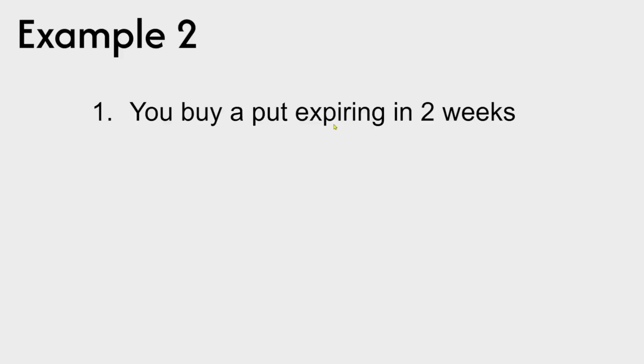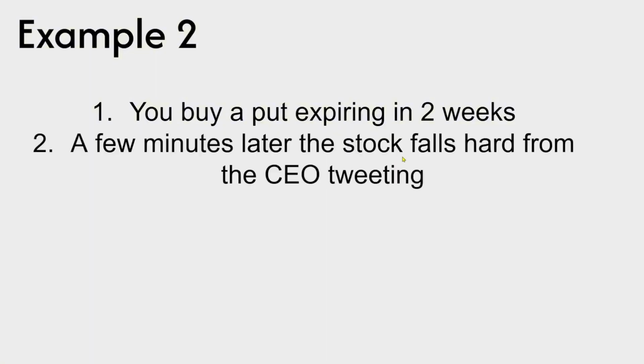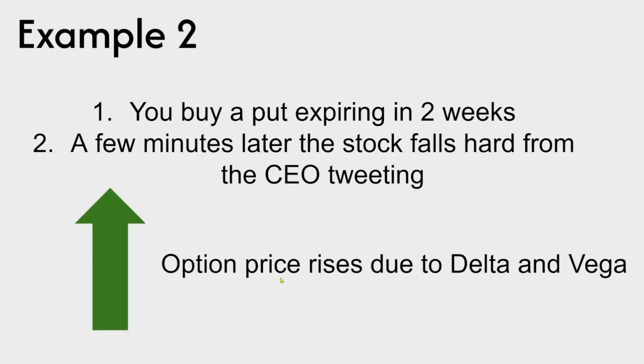Example 2. Let's say you buy a put expiring in 2 weeks. Okay, so you're buying a put, you want the market to go down. A few minutes later, the stock falls hard from the CEO making a bad tweet. What do you think happens to the price of the option? It will rise due to delta and Vega. So in our example, the time really didn't change. It was only a few minutes. So especially with 2 weeks left, that's going to be a negligible change on the price of the option.